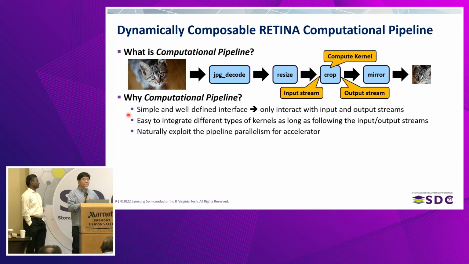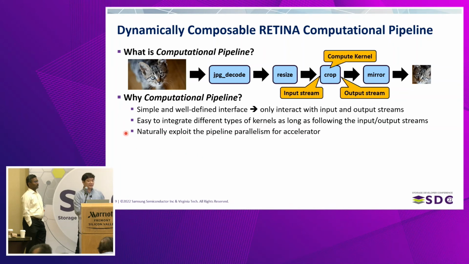Computation kernel only interacts with input kernel and output kernel. So that's very easy. And actually that brings another very interesting aspect, because since computation kernel is only interacting with input and output streams, we can easily integrate different types of kernels. For example, some kernels can be implemented using OpenCL, some using SQL, and another using low-level RTL, but as long as they follow the input stream and output stream model, they can integrate very easily.